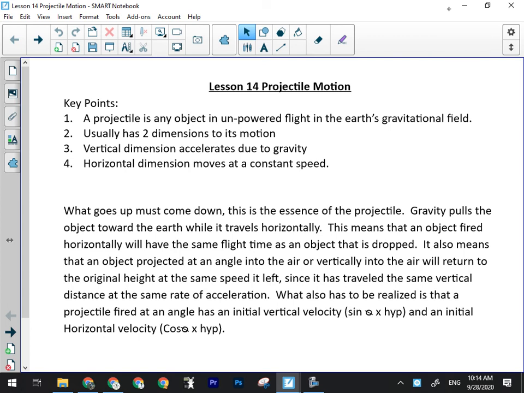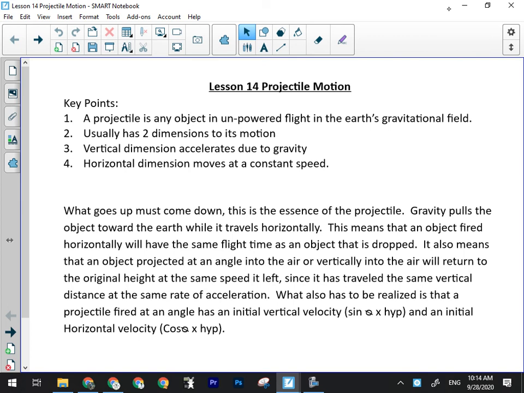Eventually. Now, there will be one exception to that when we get to Unit 3 and we start talking about satellites that orbit the Earth. Satellites that orbit the Earth are actually technically projectiles. They just never get any closer to the Earth, but they're always falling. Strange, but true. We'll talk more about that in Unit 3.